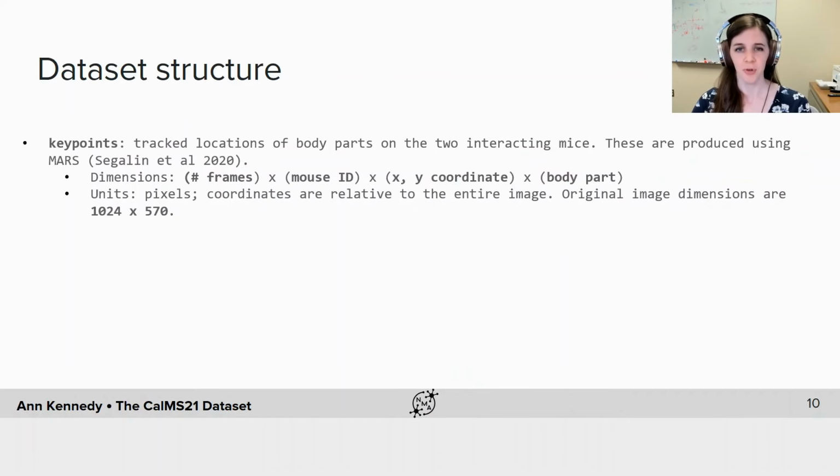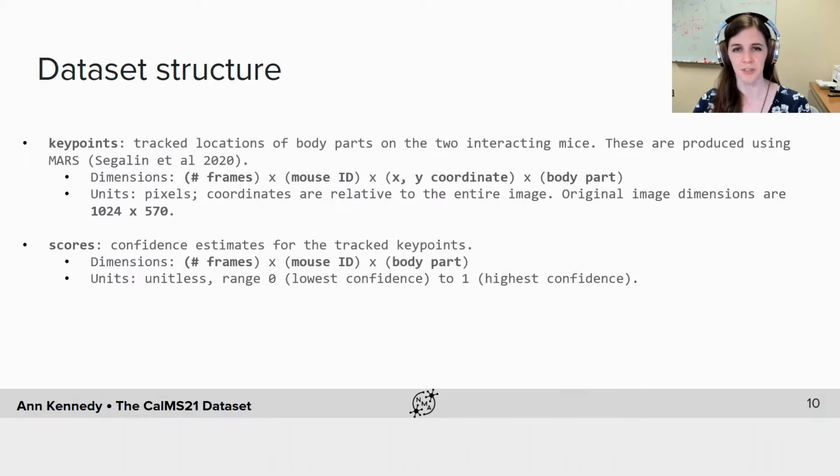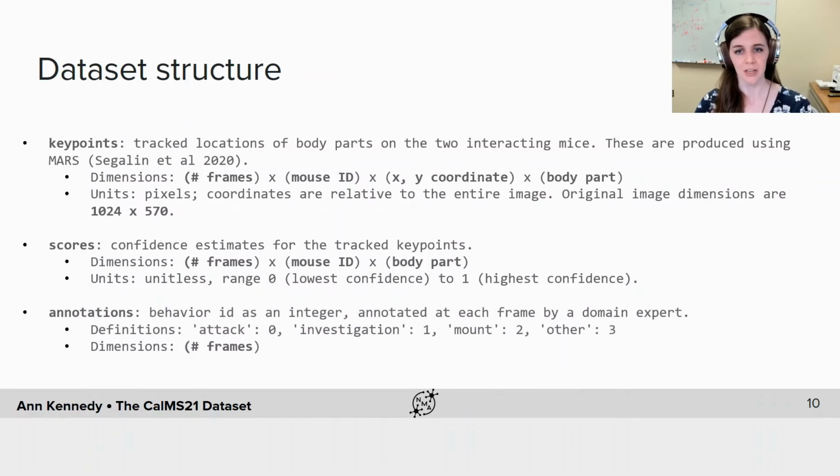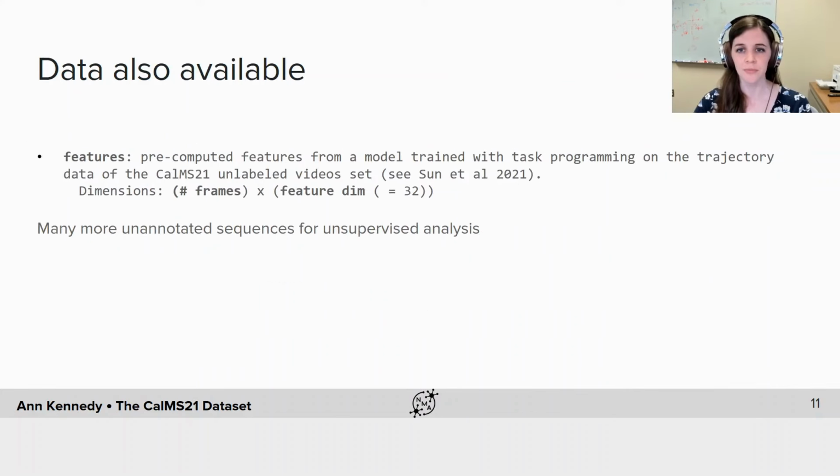In addition to the key points, we provide you with scores, which is the confidence of our pose estimation model in the location of each key point for each mouse. So these range from 0, which is very low confidence, maybe there's a lot of occlusion or motion, up to 1, which is the highest confidence. So you can use this to judge how much you can trust a given key point. And then finally, we have the annotations, which in the dataset are stored as integers representing the behavior that the animal is performing.